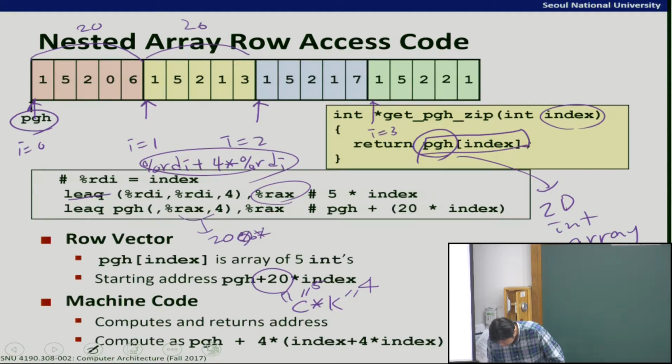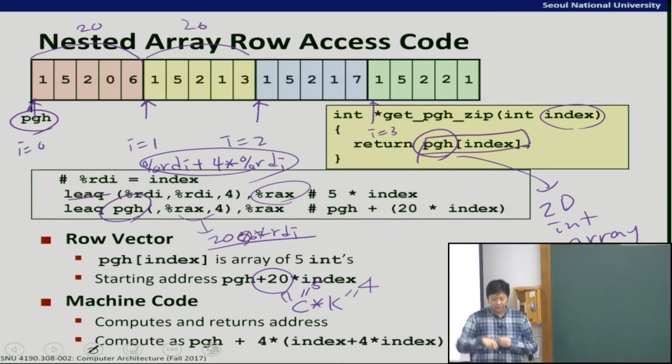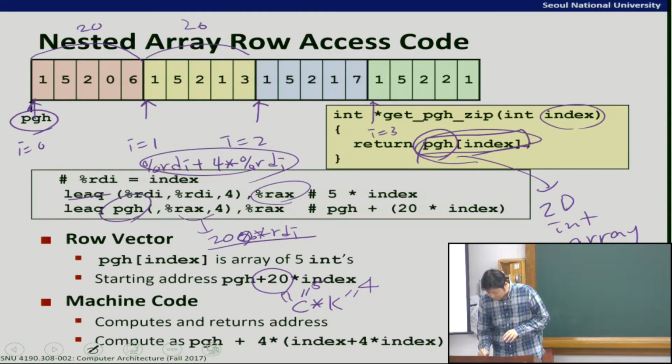20 times RDI plus the base address PGH. You add this number to PGH, so the value will be PGH plus 20 times index. And you store the result to the RAX register. Okay? So it takes 2 instructions to calculate the starting address of the PGH row. Basically, you get this number. All right?